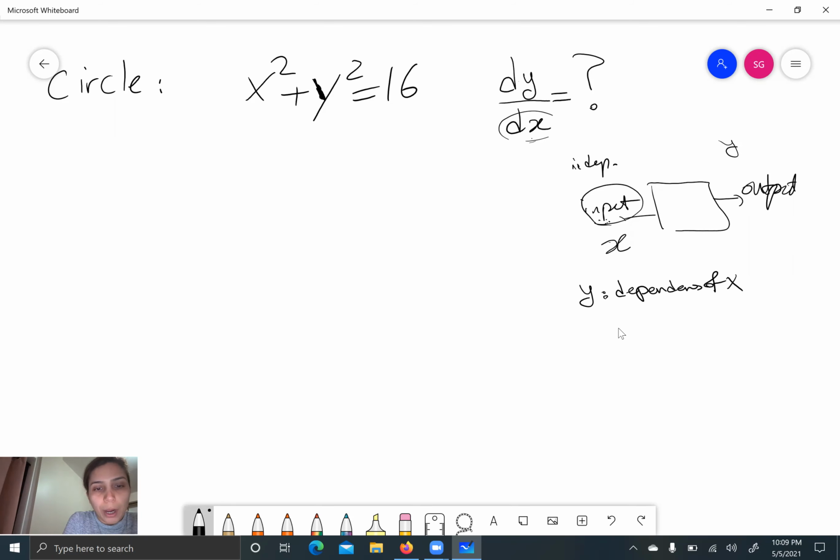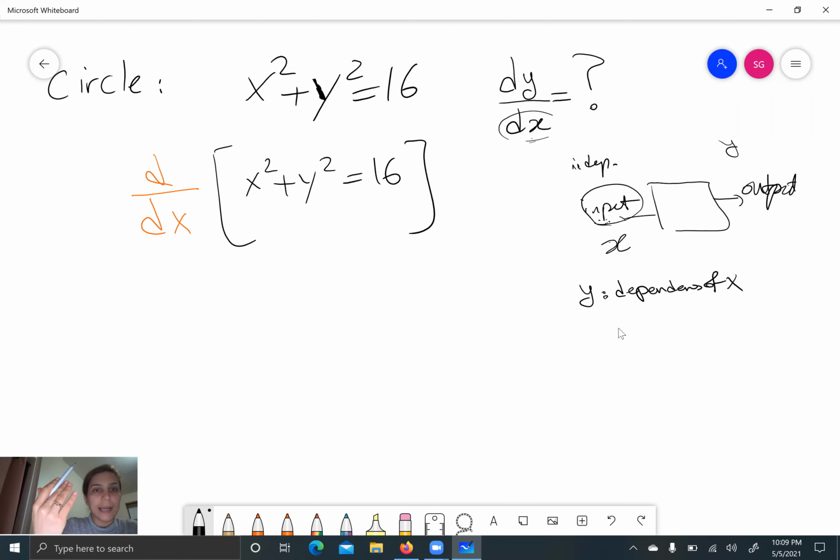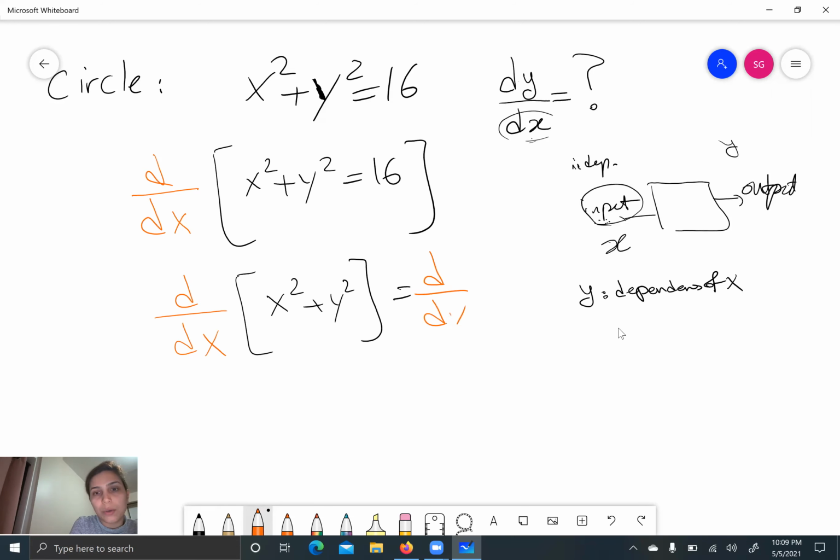You have an equation, x squared plus y squared equals 16. Take the derivative of this equation with respect to x. But when you do that, keep in mind that x is the input, the independent variable, and y depends on x. So we need to take the derivative of x squared plus y squared, which is going to be equal to the derivative of 16.